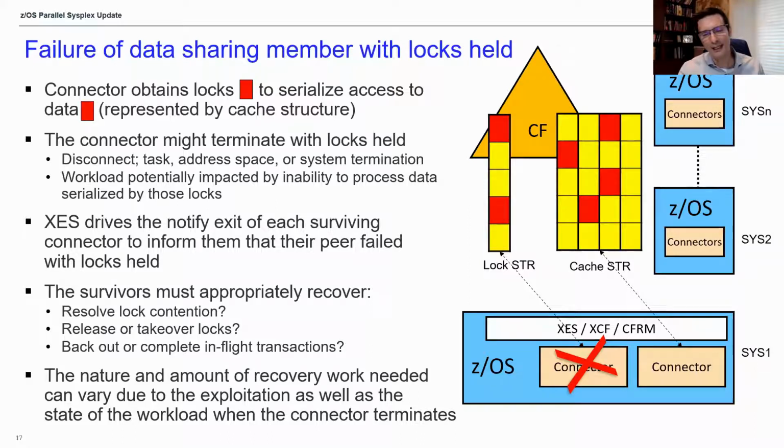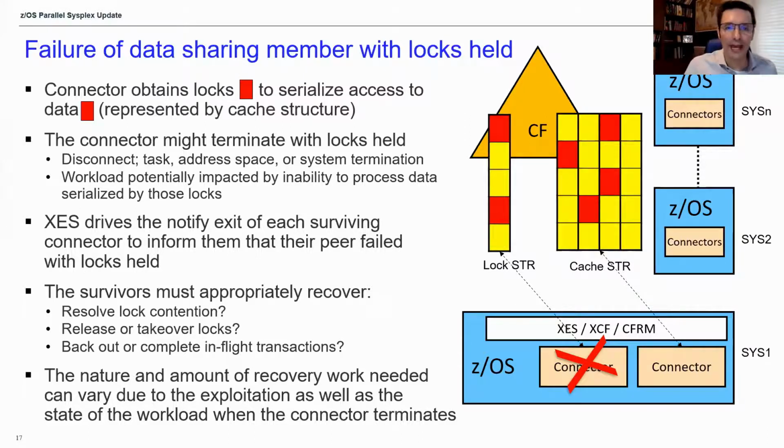Okay, so in this case, let's say maybe the address space just fails. I have a connection to the lock structure, and the address space that has that connection suddenly just goes away. The surviving connectors can't access that data because their locks are still being held, right? It looks like it's still serialized. So what are we going to do?